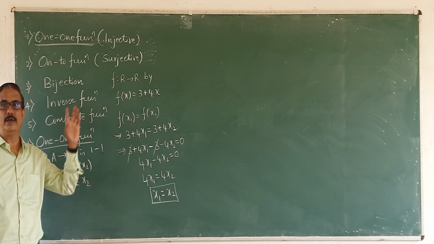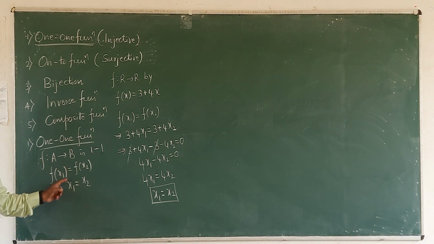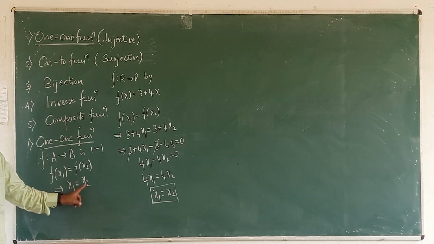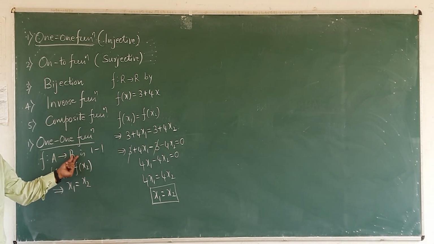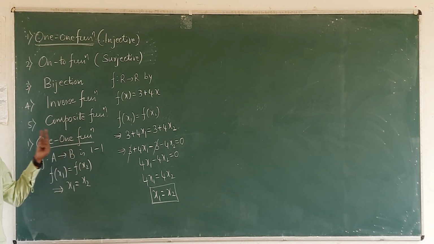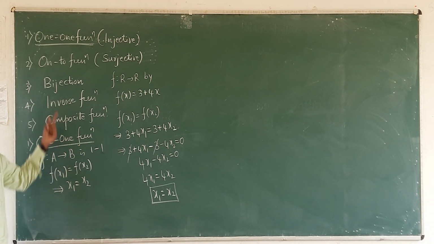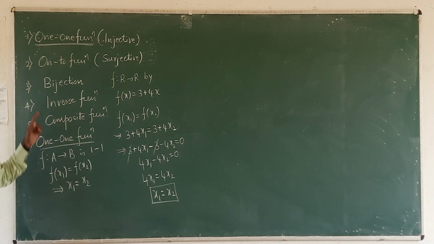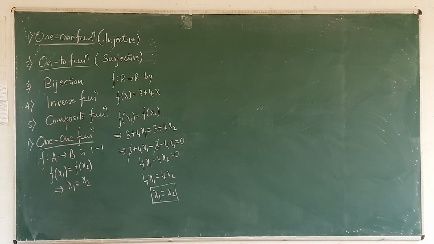A function f from A to B is said to be one-one if f of x1 is equal to f of x2 implies x1 is equal to x2. One element here, one image related to it, is known as one-one function. Another name of one-one function is injective function. Now the second type, number 2, is onto function.